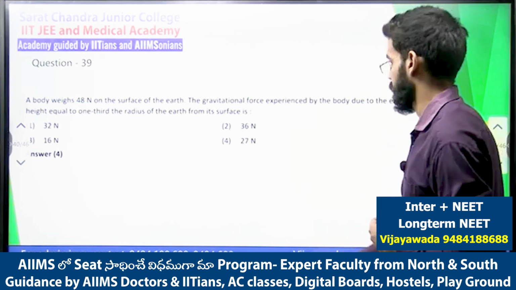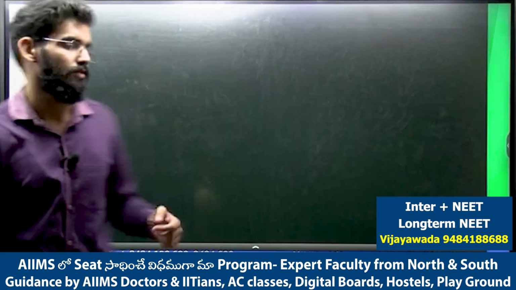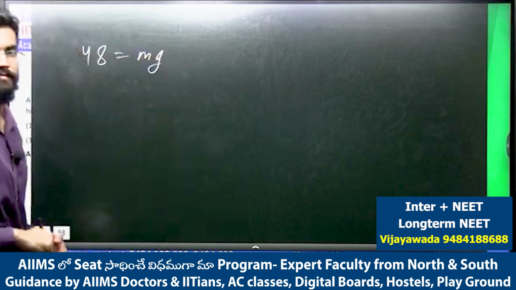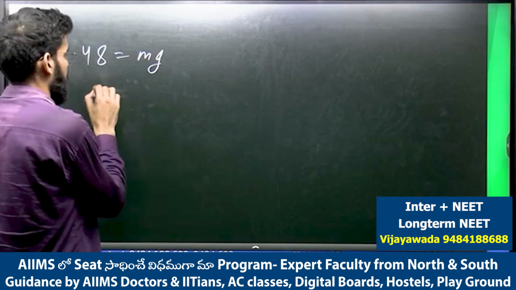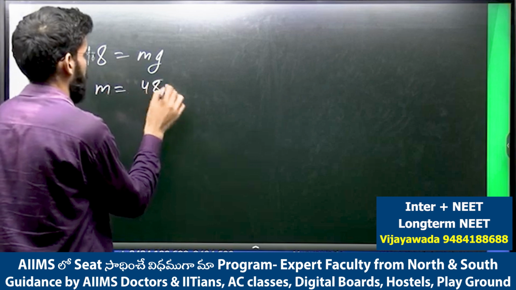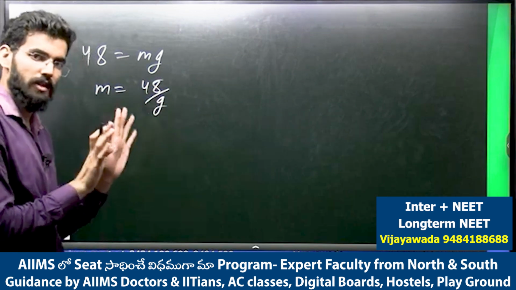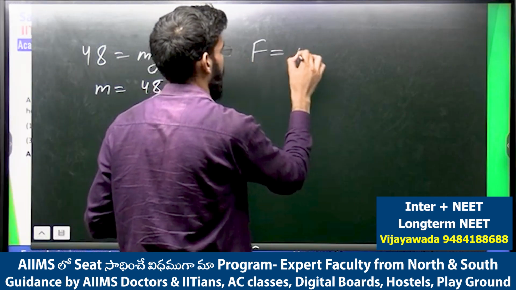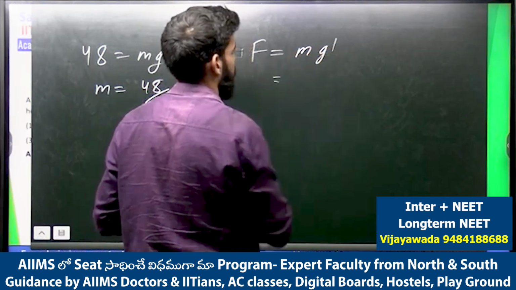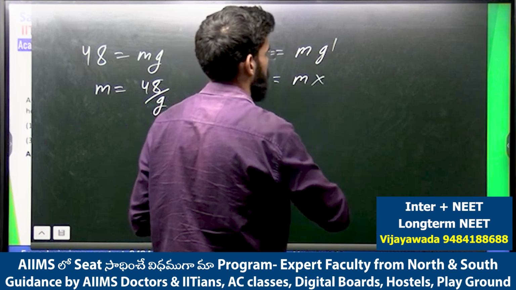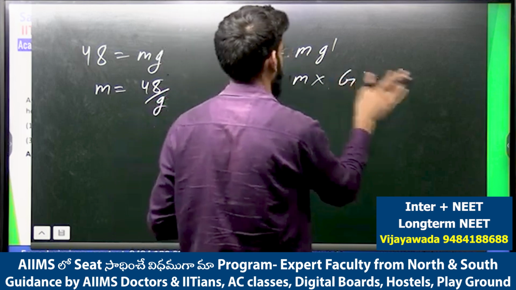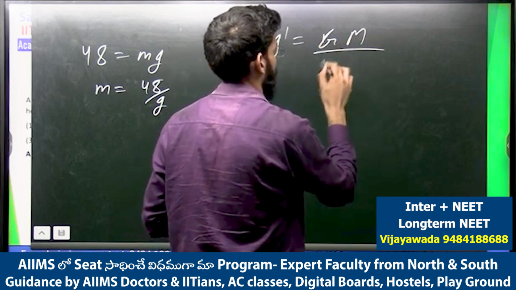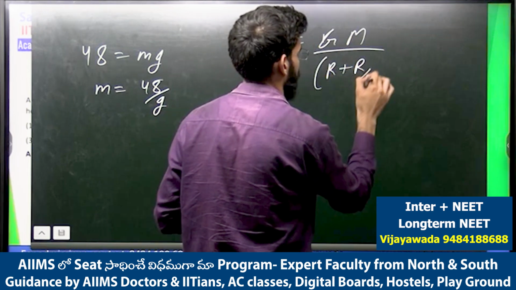Okay, see, 48 Newton is the force experienced, right? 48 Newton is mg. Okay, so from here I can say m is equal to what? 48 by g. G is changing, m is constant. Next, new force experienced is m into g dash. This g dash I have to write down. So m into g dash is how much? G dash I can say GM by r plus r by 3 whole square.